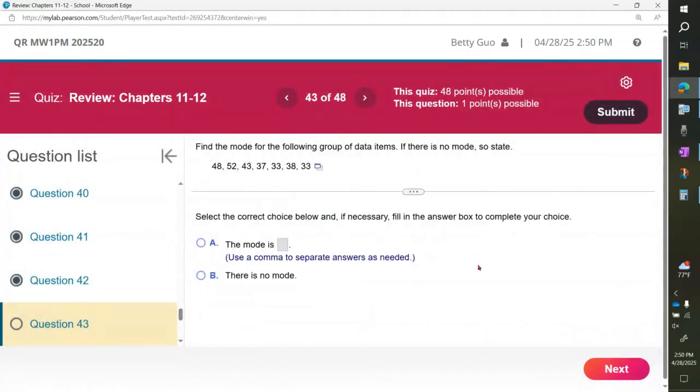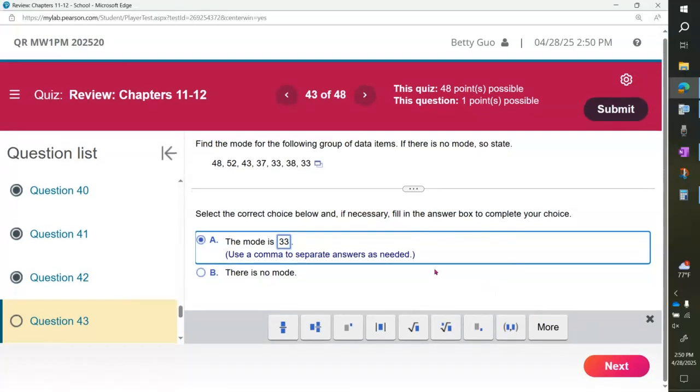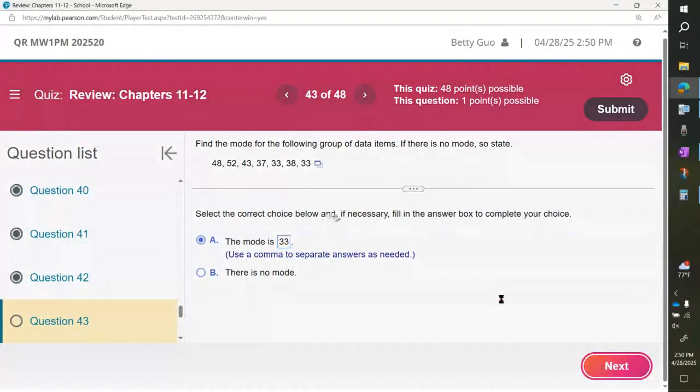Find the mode. Okay, do you guys remember the definition of mode? The mode is a value in the data set that has the biggest frequency. Which one has the biggest frequency? 48 appears once, 52 appears once, 43 appears once, 37 appears once, 38 appears once, 33 twice. So the mode is 33. Okay, 33. And that's it. Just one mode.